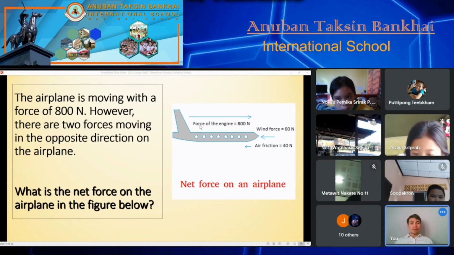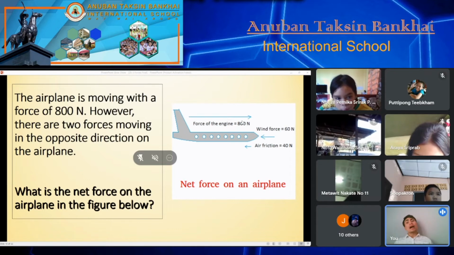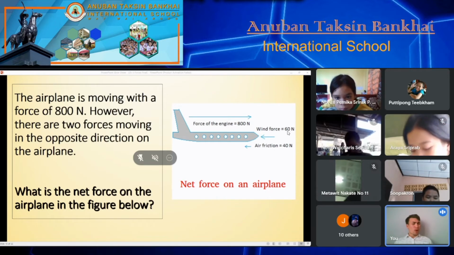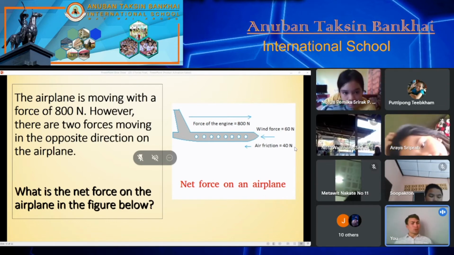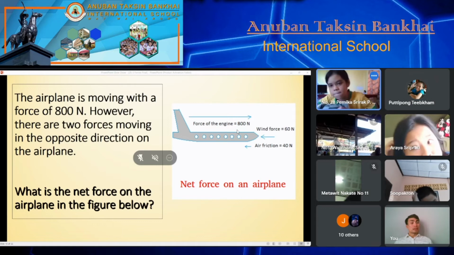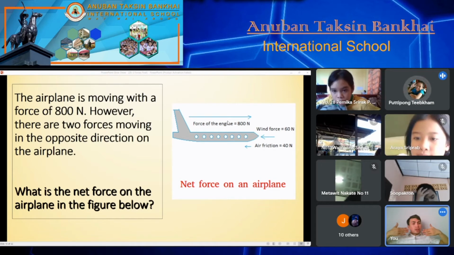Listen to me. I will explain again. Airplane going to the left or going to the right? The right. What about the wind force? Where is it going, to the left or to the right? The left. What about the air friction? The left. So if it is opposite, are we going to plus or minus? Minus. Okay. So how much is the net force? 700. Very good.